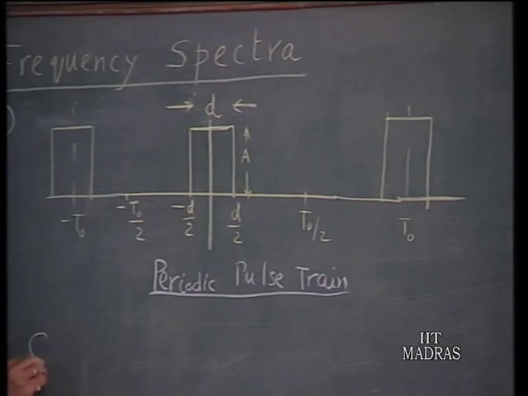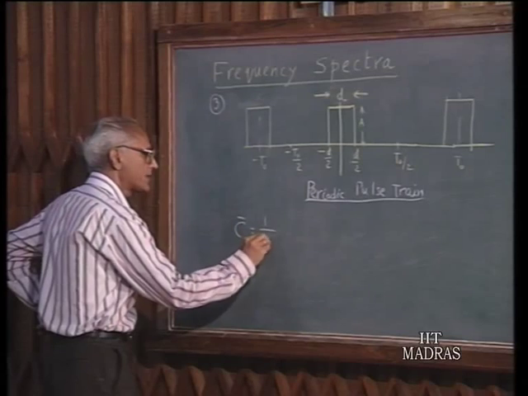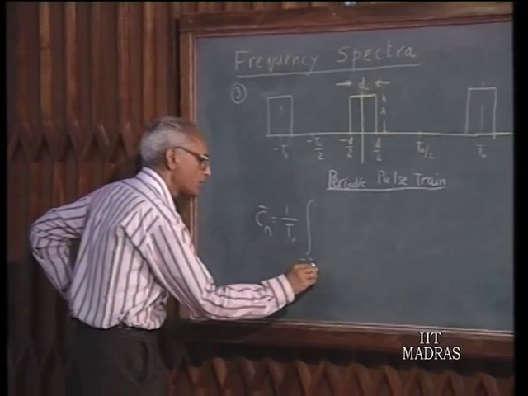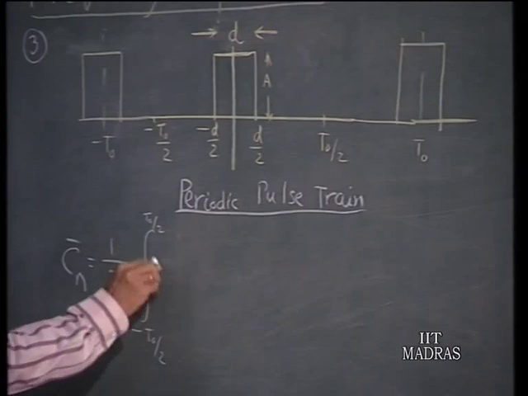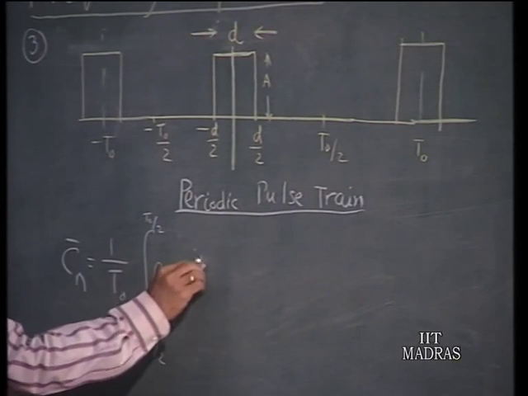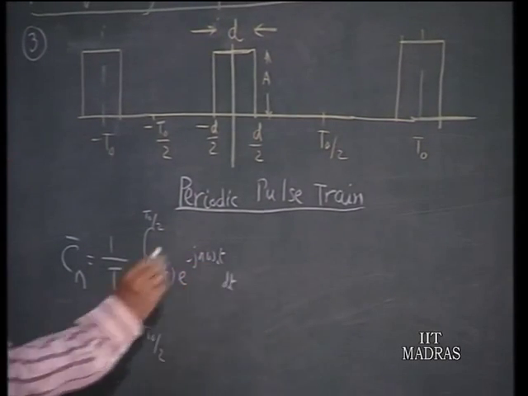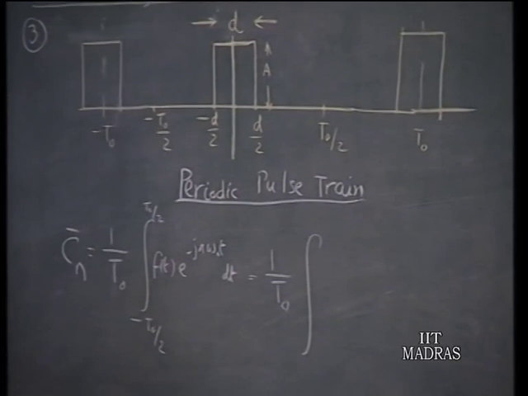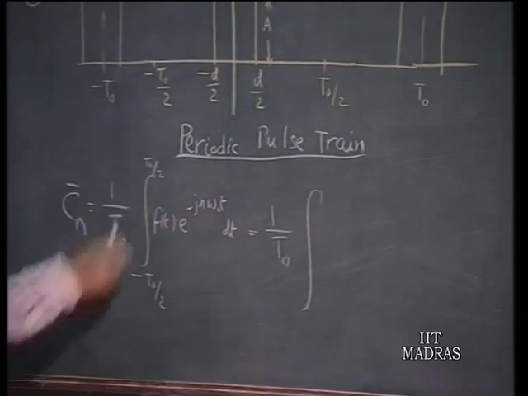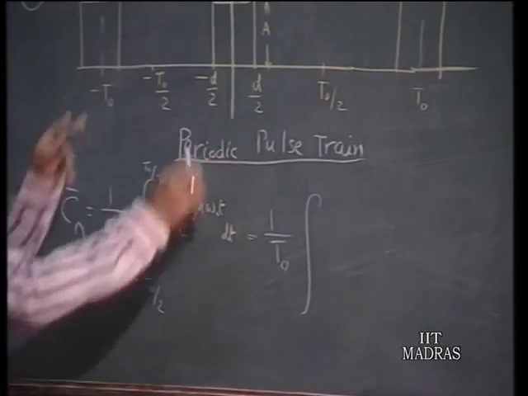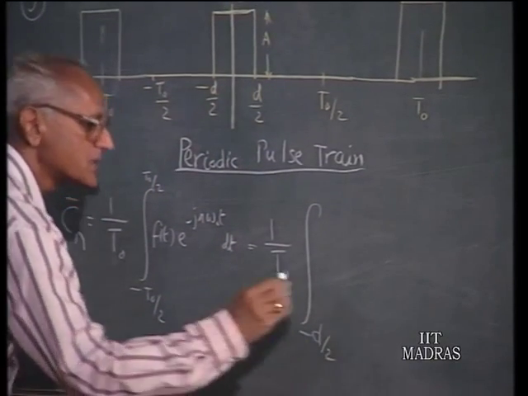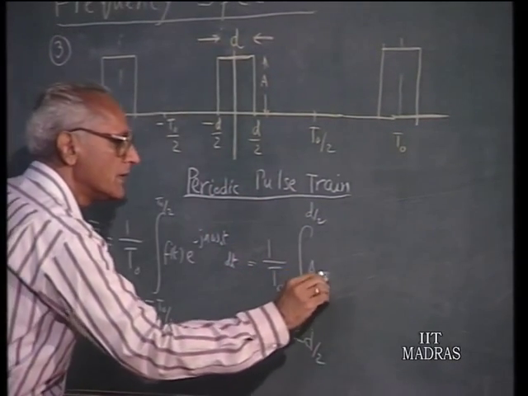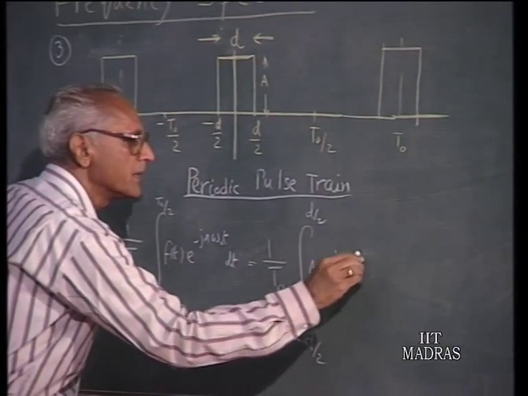So Cn for this will be 1 over T0, integral from minus T0 upon 2 to plus T0 upon 2 of f of t e to the power of minus j n omega naught t dt. This is the standard formula. But in our particular case, this f of t lasts only from minus d upon 2 to plus d upon 2, and the rest of the period it is 0. Therefore, we can write this as the integral from minus d upon 2 to plus d upon 2, and in this interval its value is A, times e to the power of minus j n omega naught t dt.